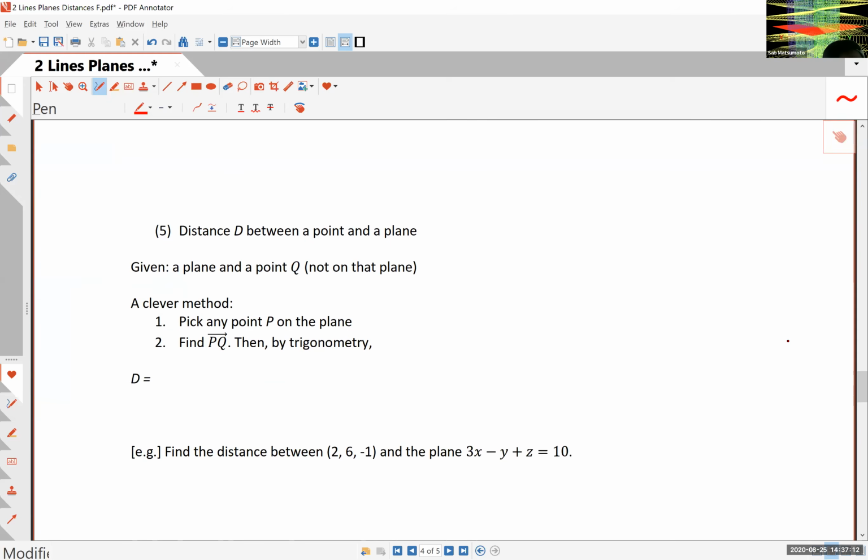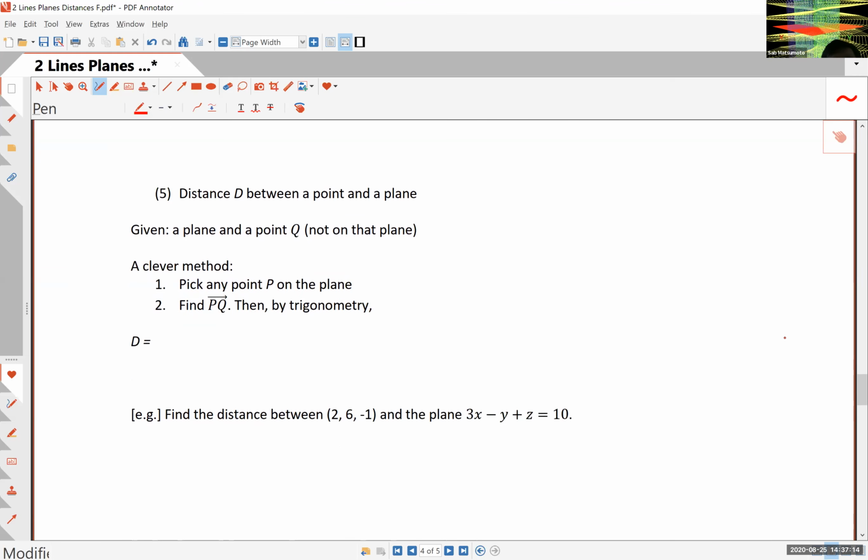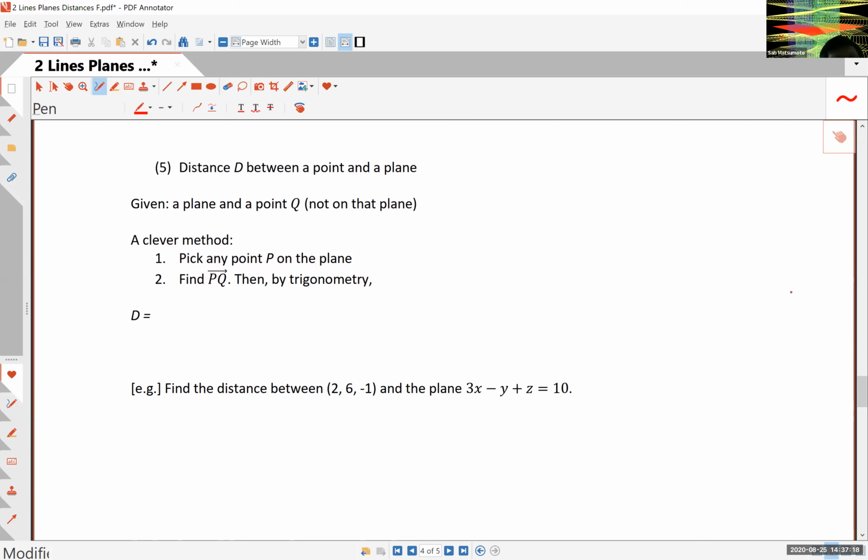All right, number 5. I'm going to have one more section. This is the middle of section 3. All right, number 5 is the distance, and we have just one more. Well, let's see. Is it 2 more? Number 5 and number 6, and then that would be the end of the section. Number 5 is the distance d between the point and the plane. So what does the point and the plane look like?